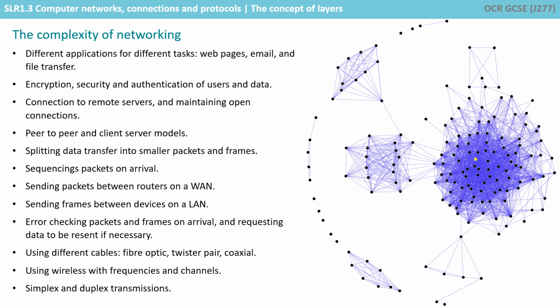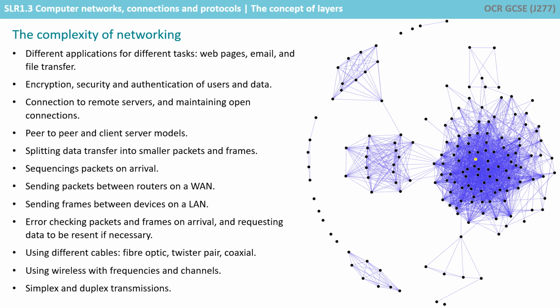We have to think about encryption and security of data and authenticating user access to the data over a wide or local area network. We have to connect to those remote servers and maintain those open connections whilst those servers are load balancing. We have peer-to-peer and client-server methods. We can split data into smaller packets and frames. We can sequence those packets. We have to send the packets between routers on a wide area network and send frames between devices on a local area network. We have to error check the packets and frames on arrival and request the data be resent if necessary.